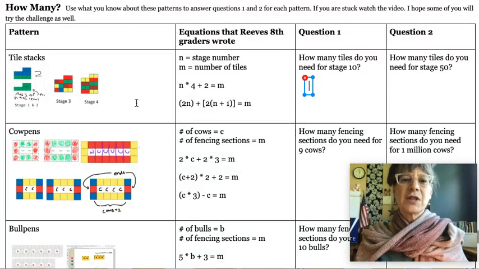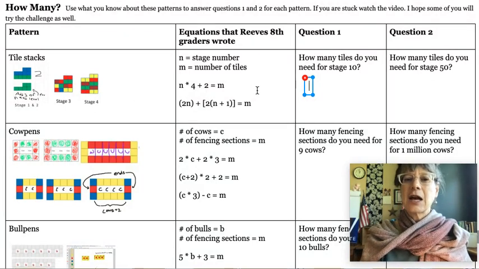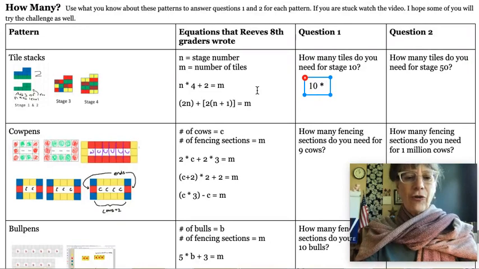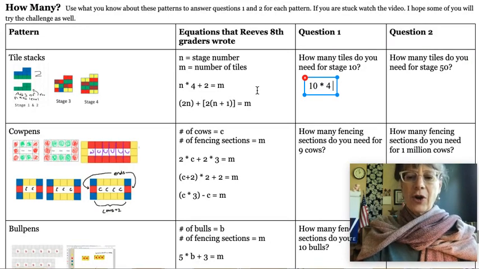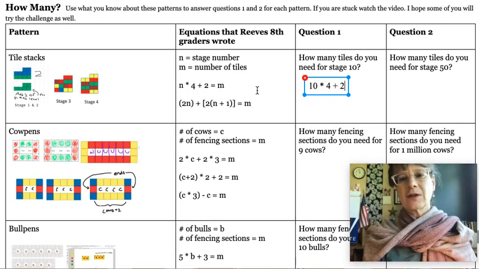So if I chose this first equation, instead of typing n times 4, I would type 10 times 4, and I would add 2 to get the number of tiles.